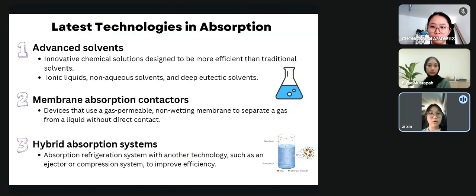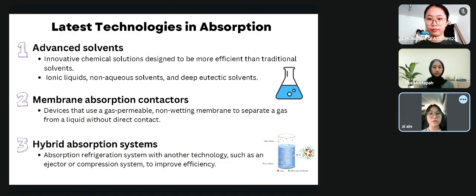Next, now we have some of the latest technology that are improving absorption process. The first one is advanced solvent. These are innovative chemical solutions designed to be more efficient than traditional solvent. Examples include ionic liquid, non-aqueous solvent, and deep eutectic solvent. This helps to improve absorption efficiency and reduce energy use.